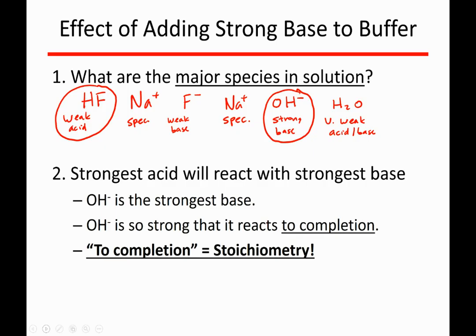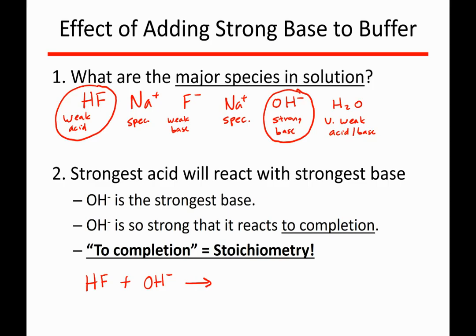When we have a stoichiometry problem, we're going to write the reaction using a one-way arrow. The reaction goes all the way to completion. HF reacts with the hydroxide ion. To completion, use a one-way arrow.